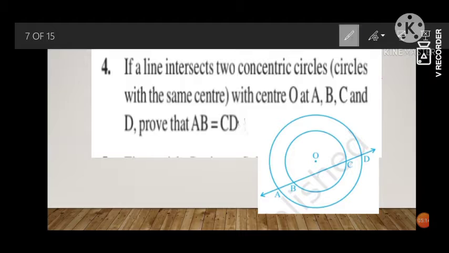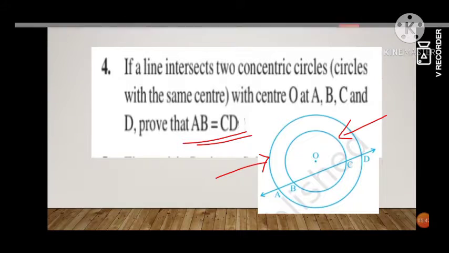Now let us see question number 4. If a line intersects two concentric circles with same center. So the concentric circles are a small one, if we see this diagram, as well as a big one. This makes concentric circles when we have the same point, that is center O. A, B, C and D are the points where the line AD intersects with the circles. We have to prove AB is equal to CD.